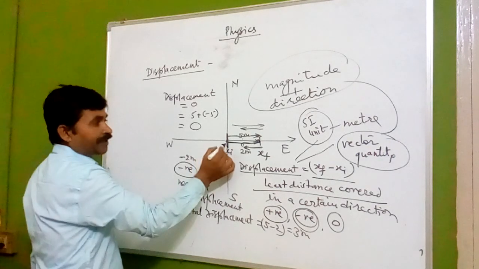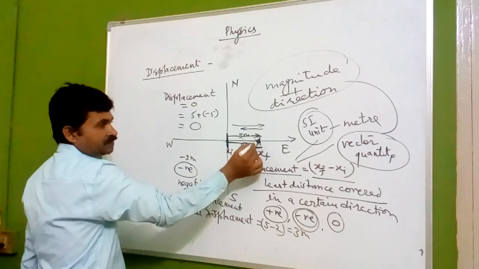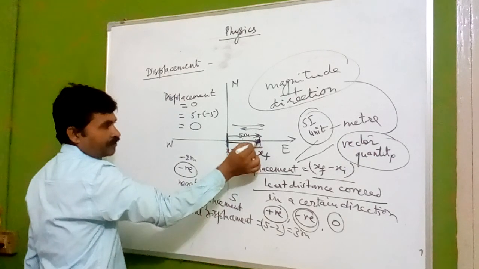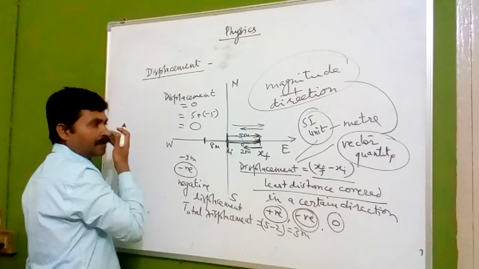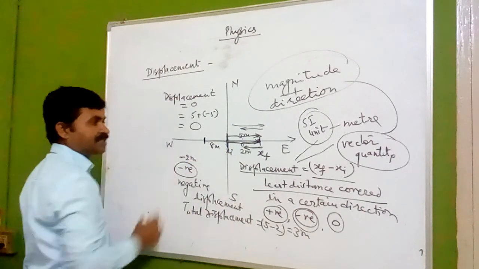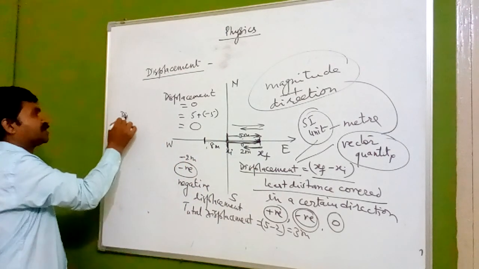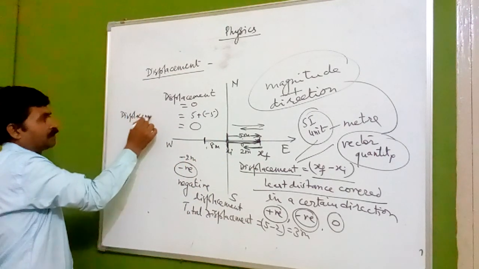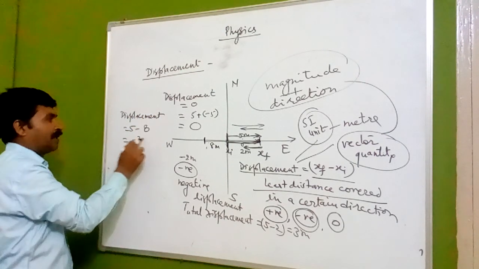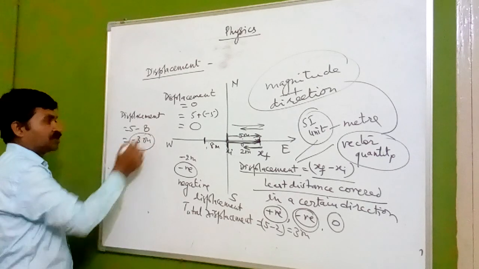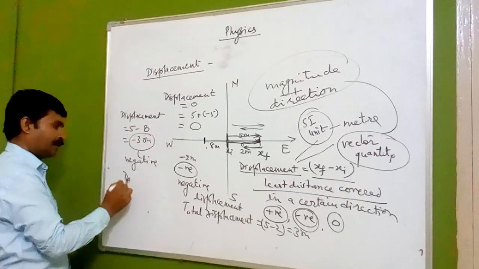Now if we are moving in this direction from here to here, say 8 meter. Now this will be the minus one. Again we can have displacement 5 minus 8, it is going to be minus 3 meter. So this is again a negative displacement. Okay.